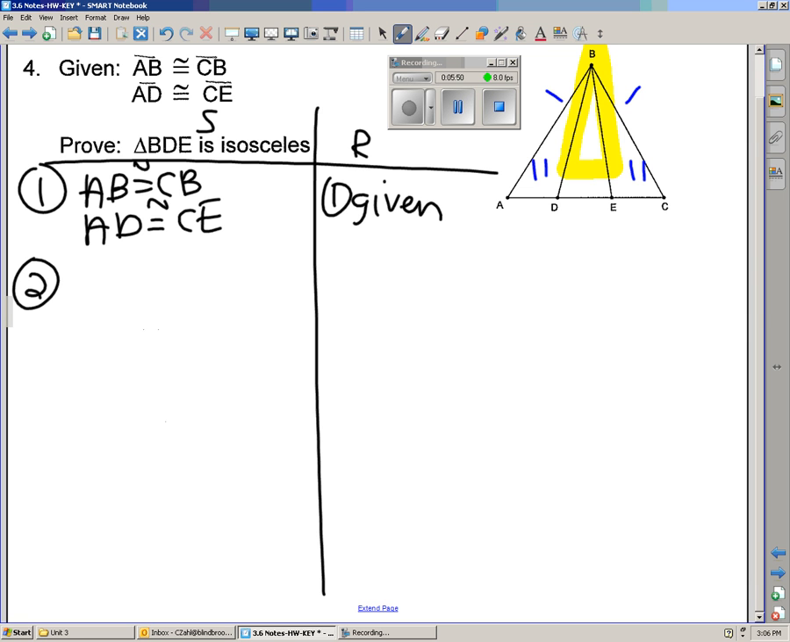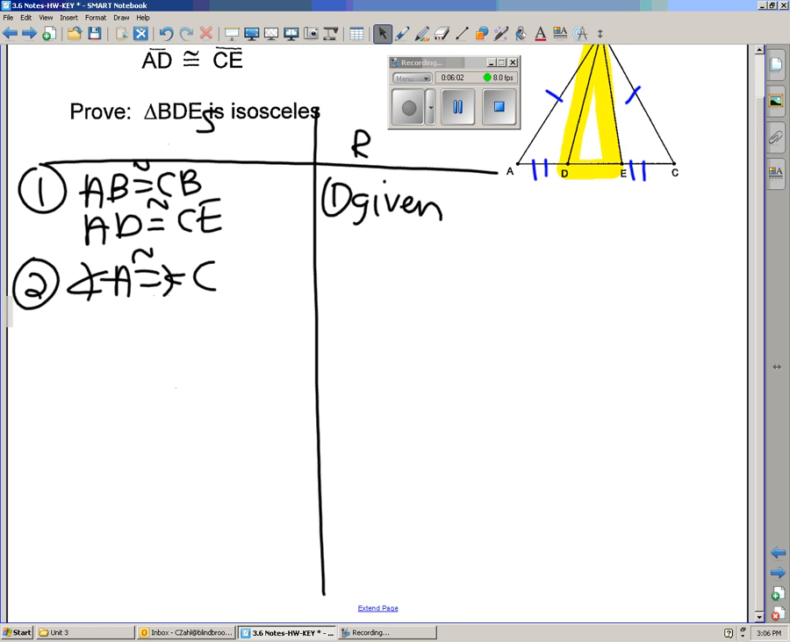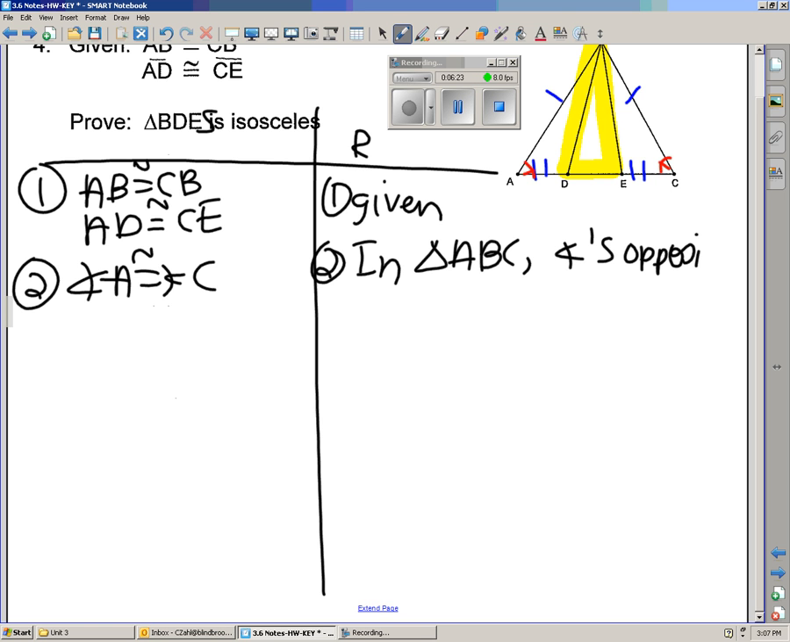And then what we can say is angle A is congruent to angle C. Let me try and get this back on the picture a little bit better. The reason why we know that these two angles are congruent is because in triangle ABC, angles opposite congruent sides are congruent. That's that one theorem that we talked about earlier.